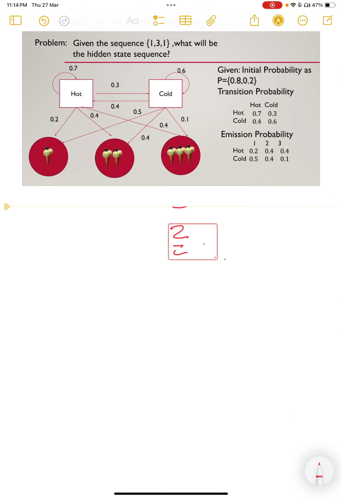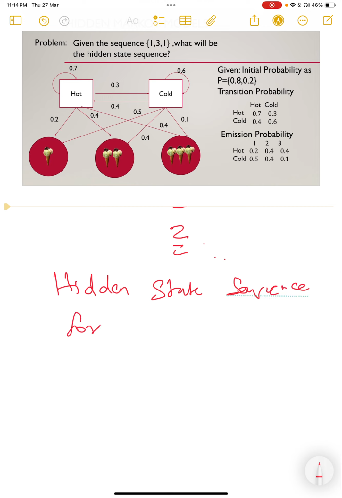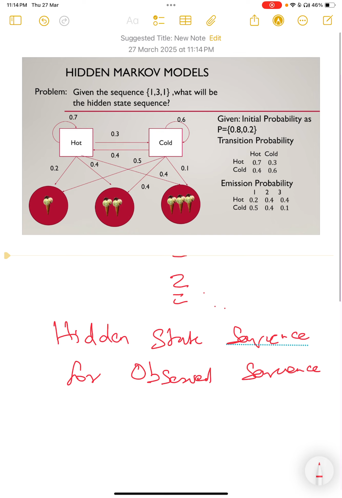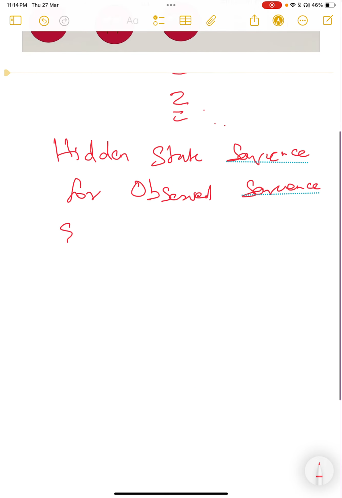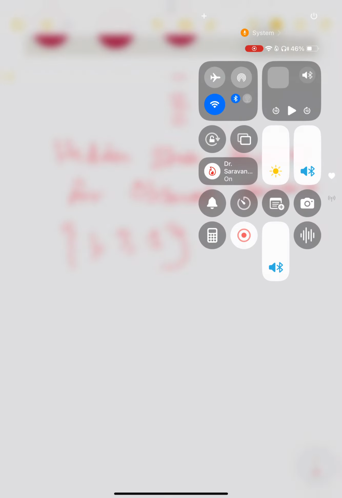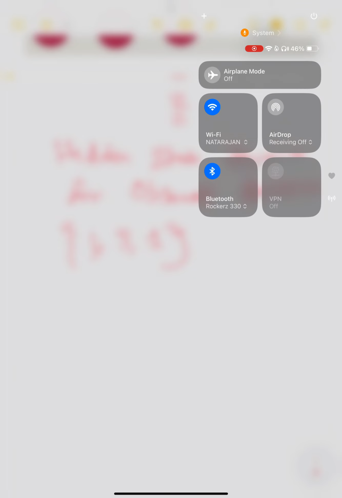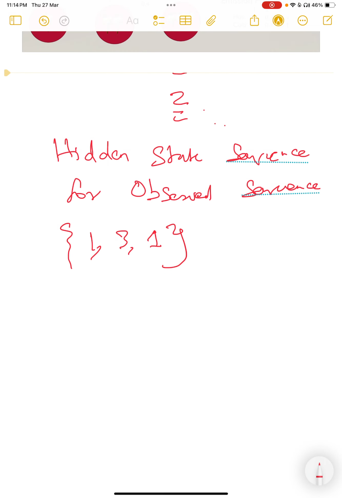We'll find the hidden state sequence for the observed sequence, which is given as 1, 3, 1. So one ice cream, three ice creams, and one ice cream taken by the person, and we have to find the hidden state sequence. What's the hidden state sequence? It's going to be hot or cold for the 3 days.